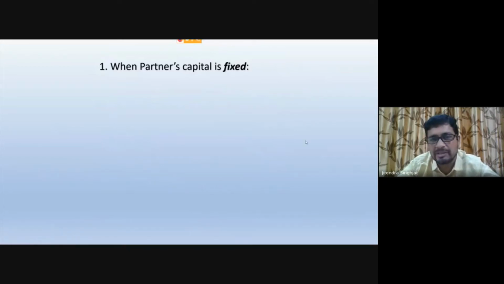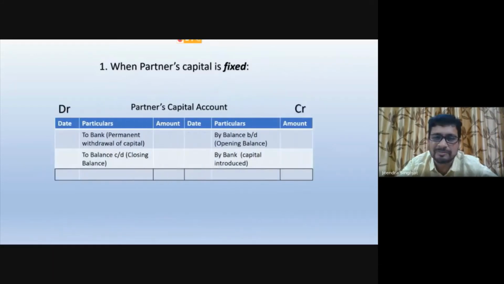As its name is written here, capital is fixed. So capital is fixed means how to prepare? So children, it's very simple. It is prepared in which only capital is recorded. You can see in partner's capital account only capital is recorded. This is partner's capital account. You can see in credit side, it starts from the credit side by balance brought down if there is any opening balance.